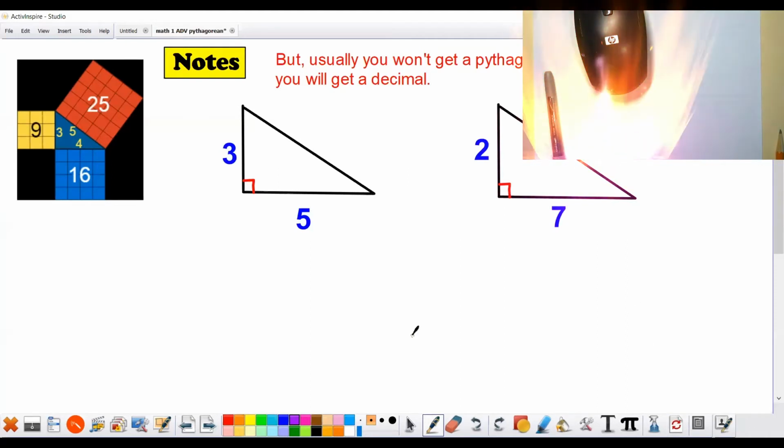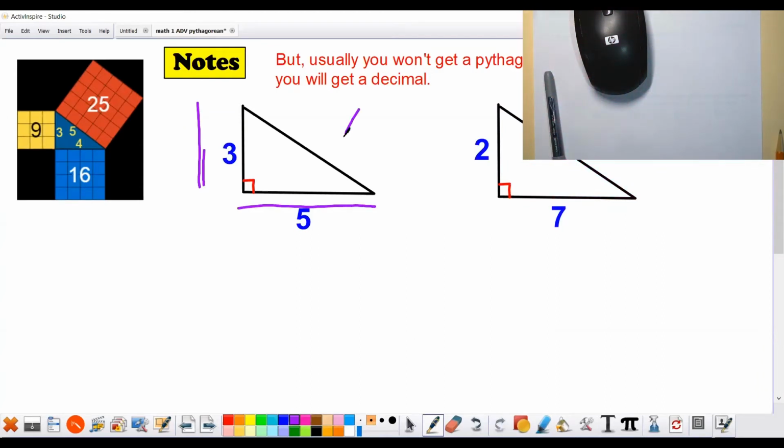Okay, so here's a problem. We got this little right triangle. This side is 3, and this side is 5. Maybe this is a person walking up this ramp or down the ramp. So here they are. It's hard to draw on the screen. How long is this side?